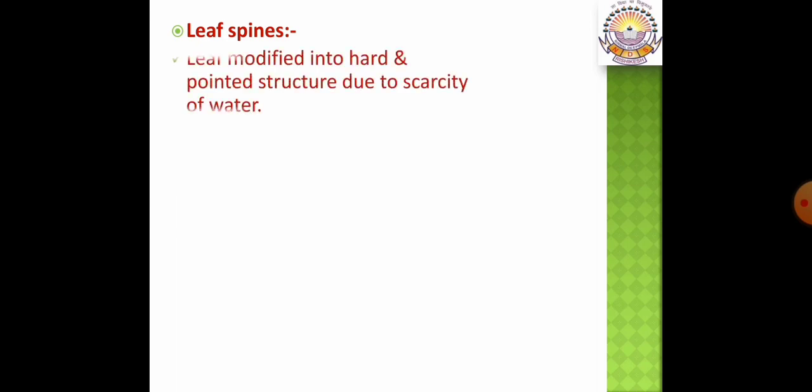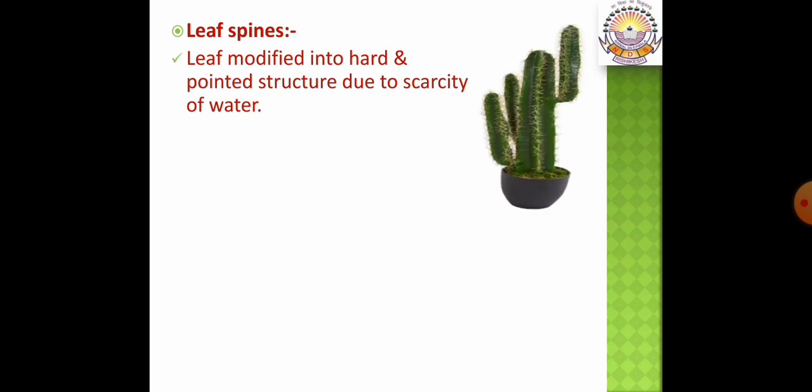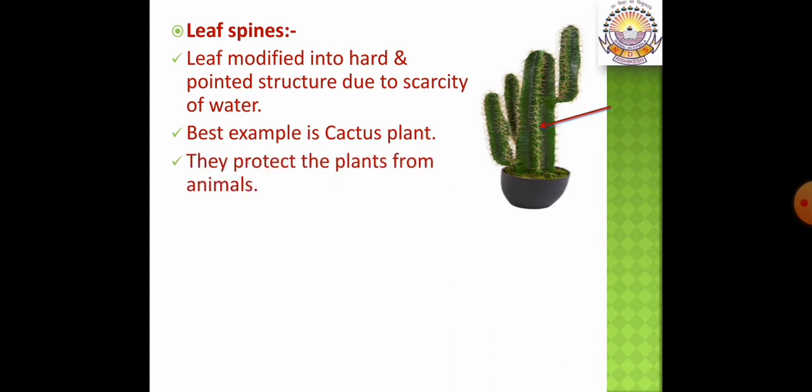First is leaf spines. Leaf modified into hard and pointed structures due to scarcity of water. See this cactus plant, this is the best example of leaf spines. Here you can see these are thorns, and these are called spines, which protect this plant from animals.